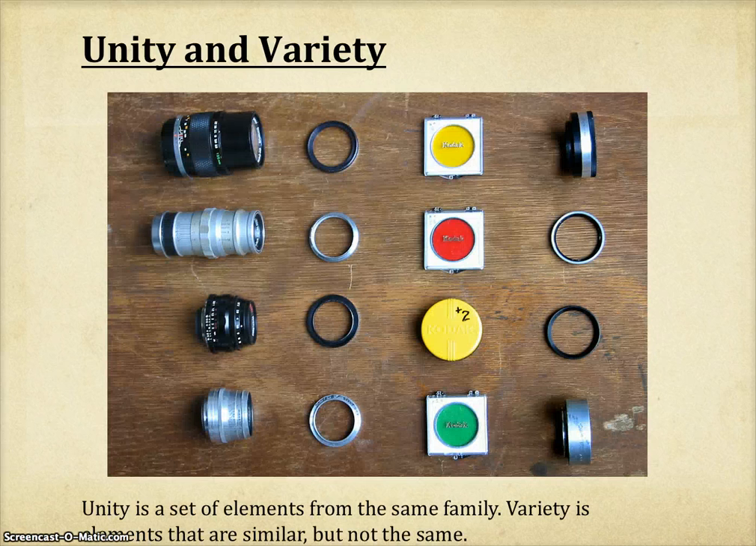The next principle is unity and variety. Unity and variety are used together in compositions to create a feeling of completeness. Unity is only achieved by having elements that are similar, but variety keeps the composition from getting boring by allowing for different elements that are related, but not the same. In the image, all of the parts are related to cameras. They are unified in their subject, but there's a variety because they aren't all the same part, color, or size.